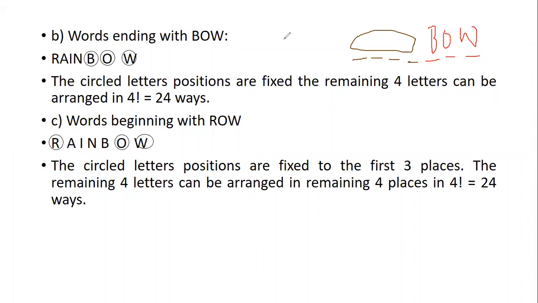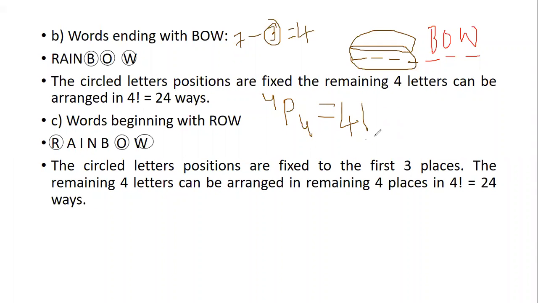Okay. How many letters are there in RAINBOW? There are 7 letters. Out of that, 3 letters are fixed, so I have 4 more letters remaining. I have 4 letters with which I am supposed to fill 4 places, which is nothing but 4 factorial ways. So I have 24 ways to fill these 4 places with 4 letters, that is R, A, I, N. Everybody understood? Good. Many of you have given the answers. Everybody understood this? Words ending with BOW?